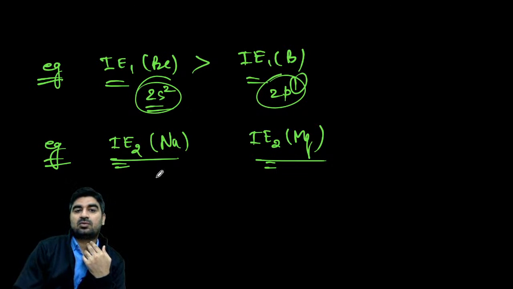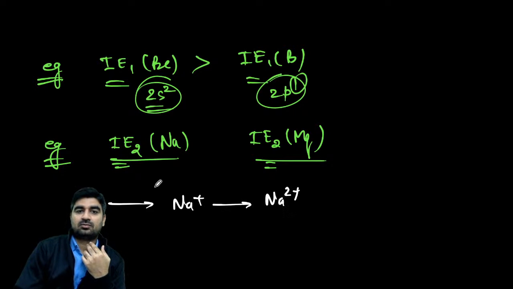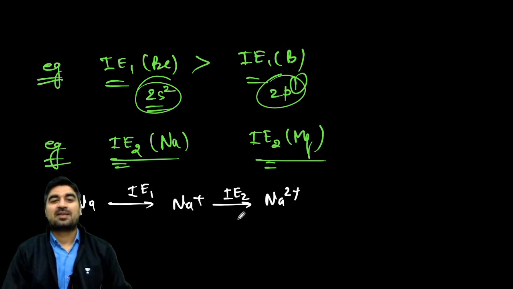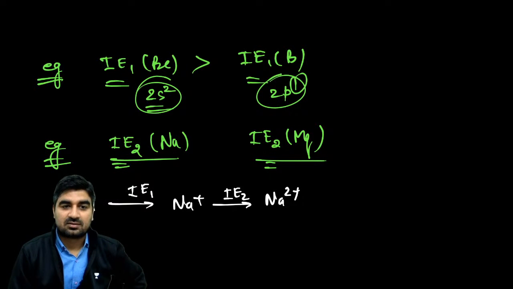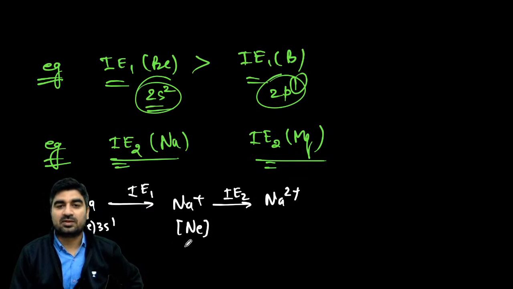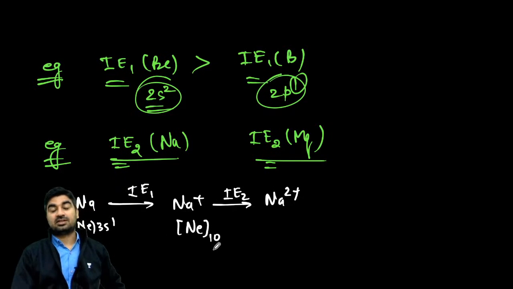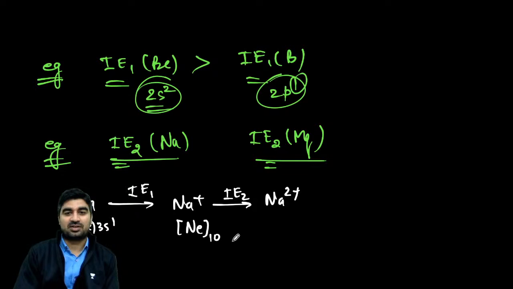So in case of sodium, Na2. I will call it I1, I will call it I2. Okay, it's behind me. Can you see it now? So the configuration is neon 3s1, and now it becomes neon after removing one electron. So the next electron is removed from neon, that is a highly stable inert gas configuration.